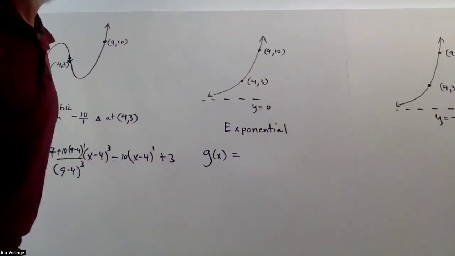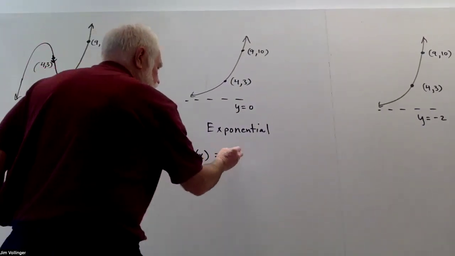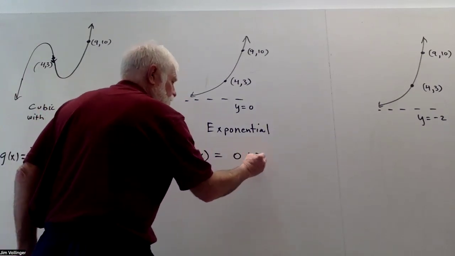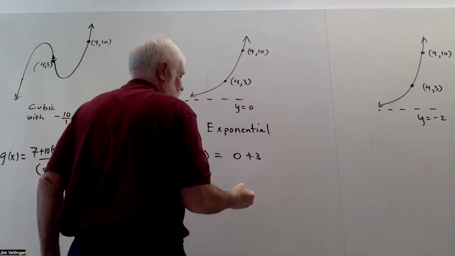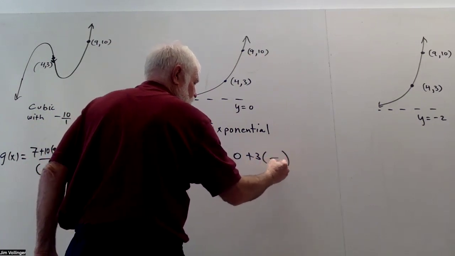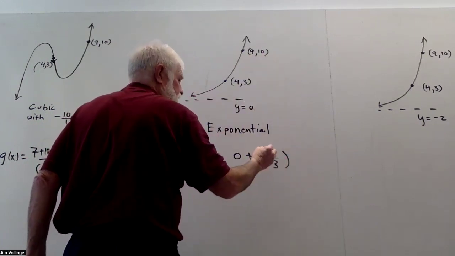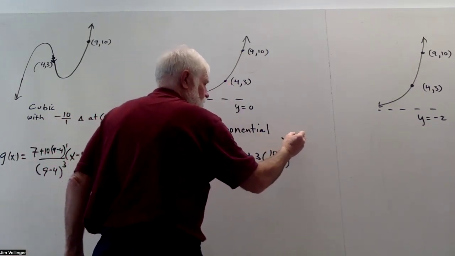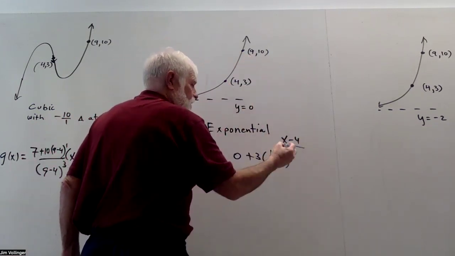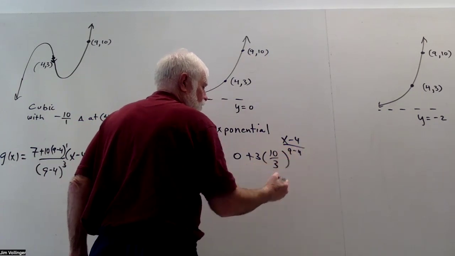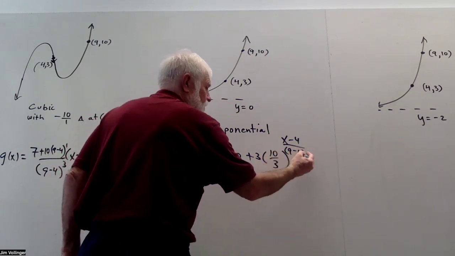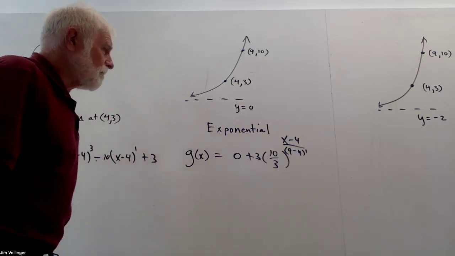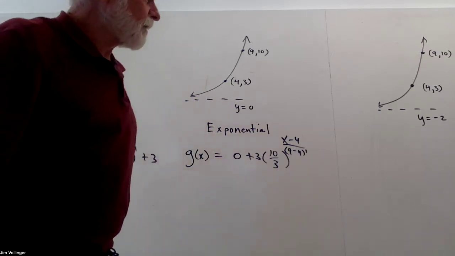Exponential, asymptote is 0. So therefore, we'll start from 0 and we'll measure up 3 units to get to 3. And then the next time, I don't go up 3 units. Next time, I go from 0 to 10, 10 thirds. So I'm a little more than tripling. X minus 4. Drop the 9 in, 9 minus 4 for the first power. Okay, that's that function.